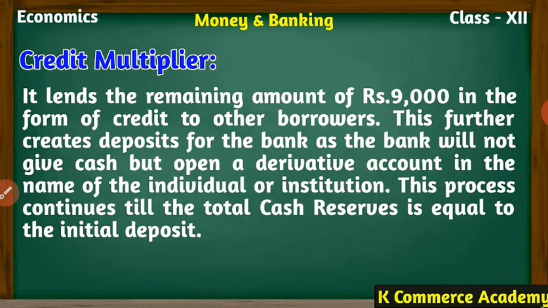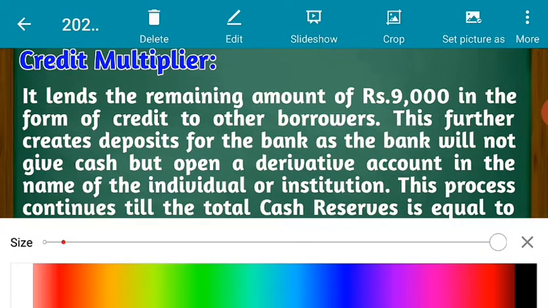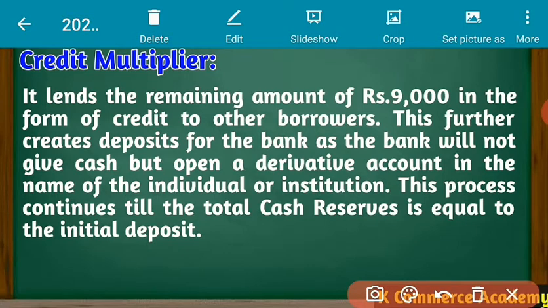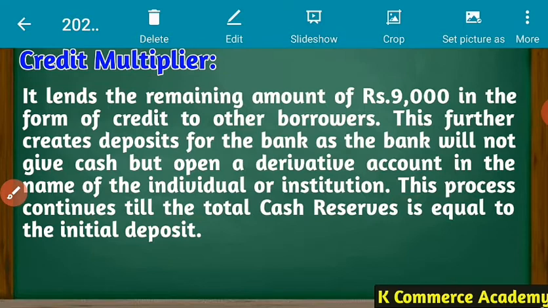This further creates deposits for the bank, as the bank will not give cash but open a deposit account in the name of the individual or institution. This process continues till the total cash reserve is equal to the initial deposits. So first of all, credit multiplier is a process, and this process continues till the total cash reserves is equal to the initial deposit. What was the initial deposit? Initial deposit was rupees 10,000.